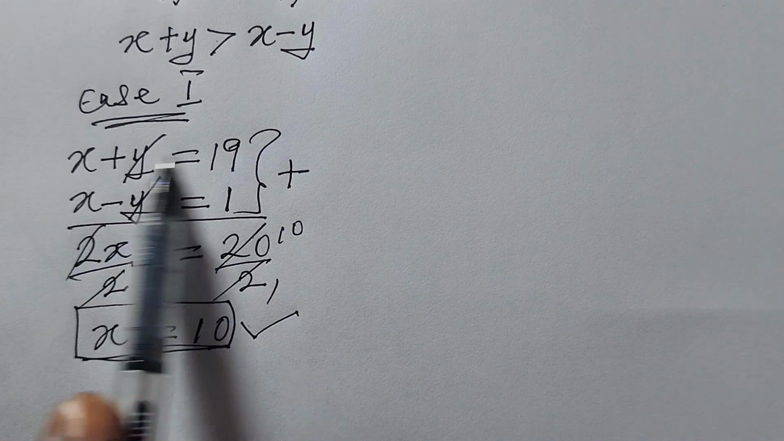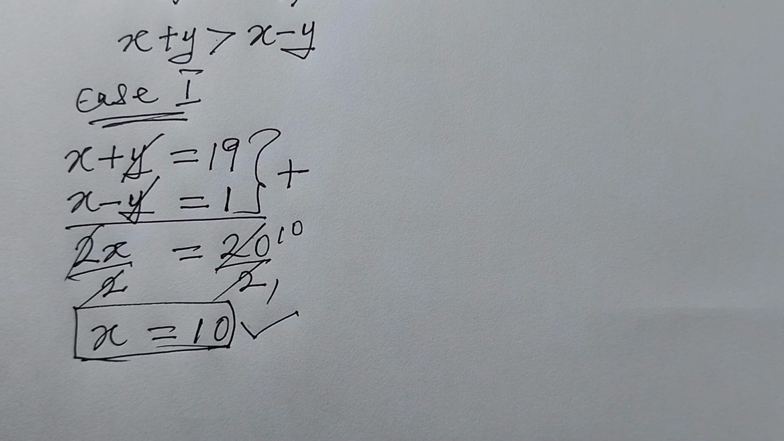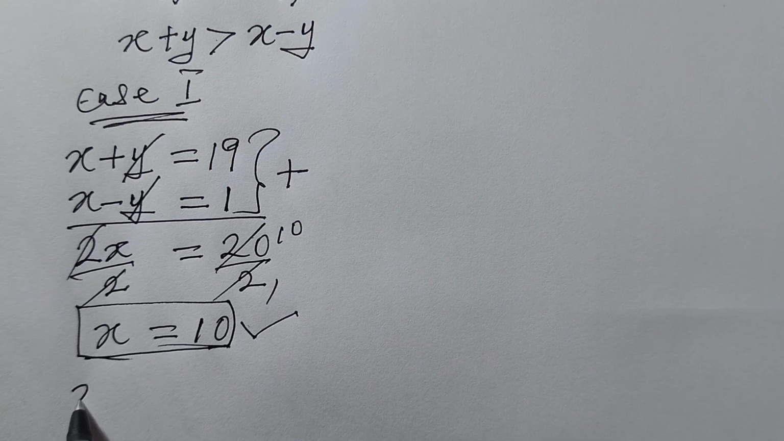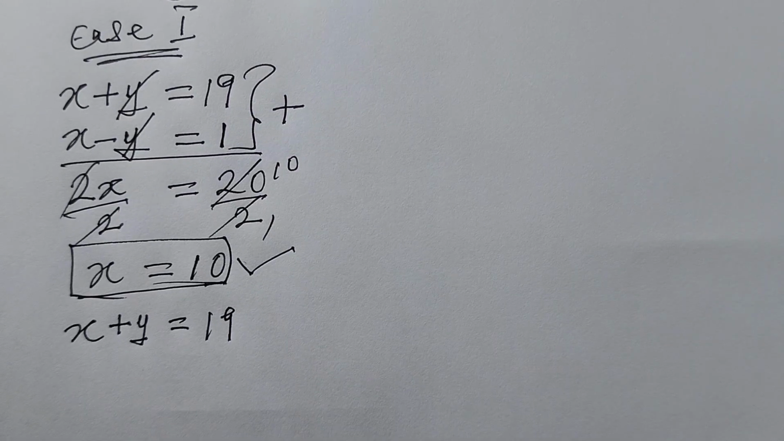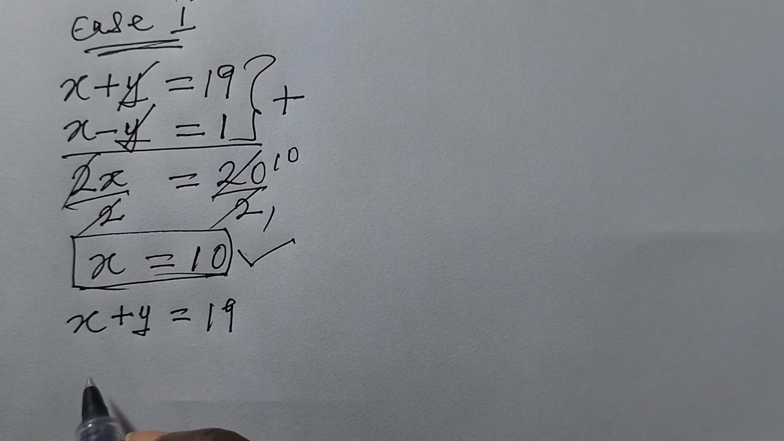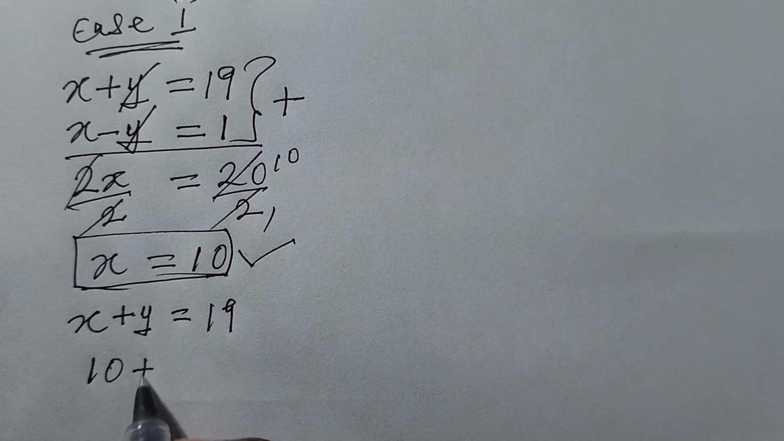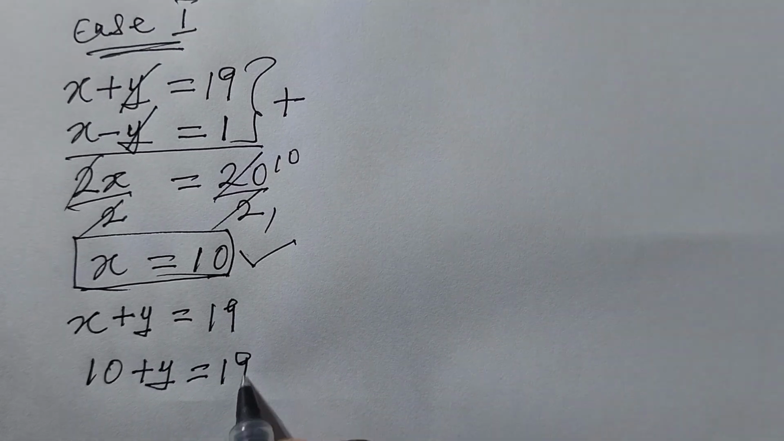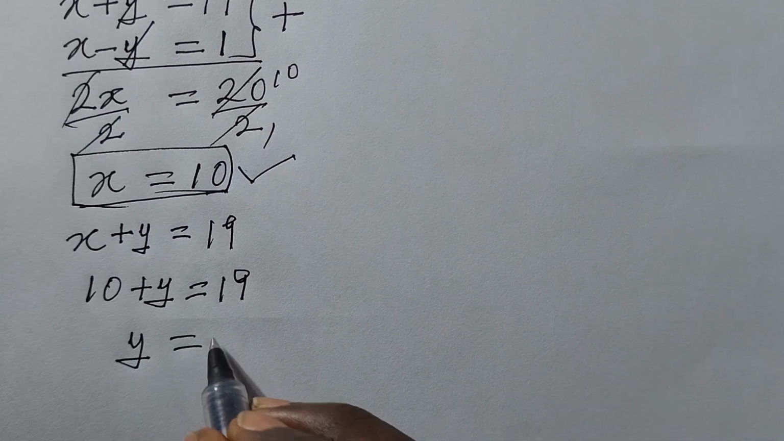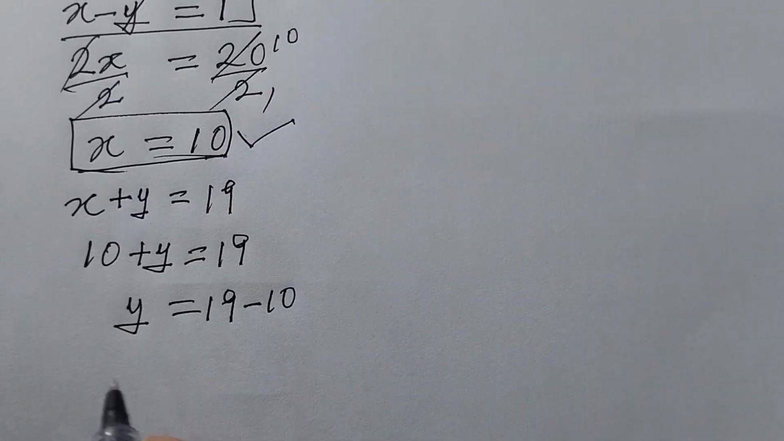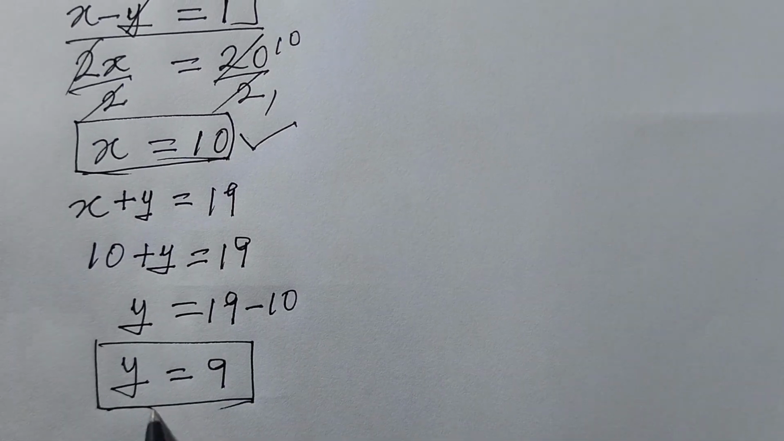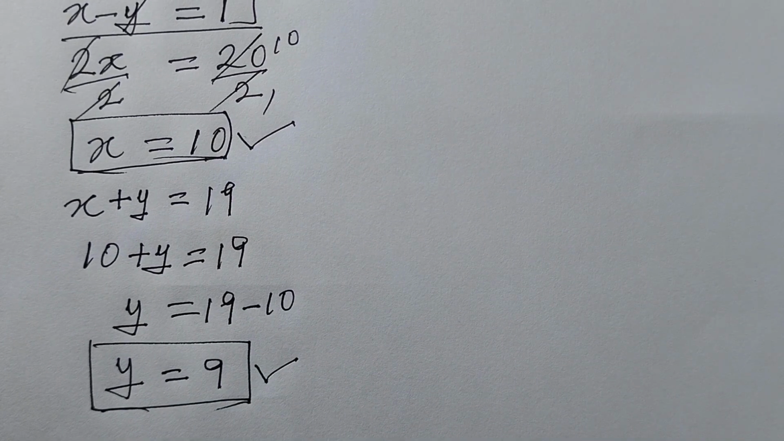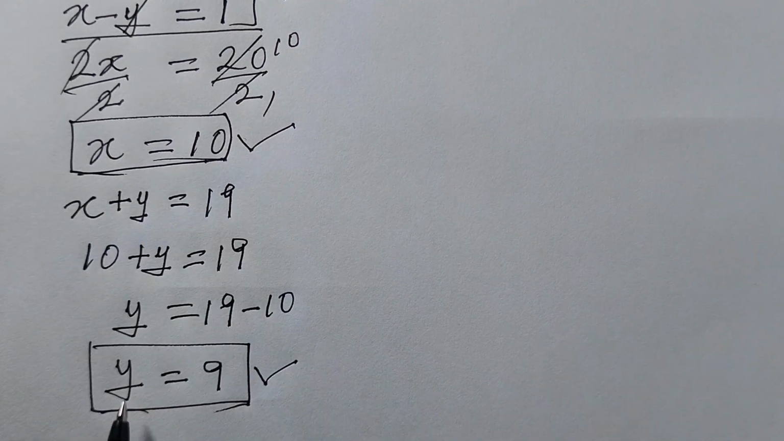From equation 1, let's substitute the value x equals 10 into that equation. So we have x plus y equal to 19. If we put in 10 in place of x, we're going to have 10 plus y equal to 19. So we have y equal to 19 minus 10. So our y will now be equal to 9. So this is the first value for our y. So we've gotten the first pair of values that will satisfy the original equation. We have x equals 10 and y equal to 9.